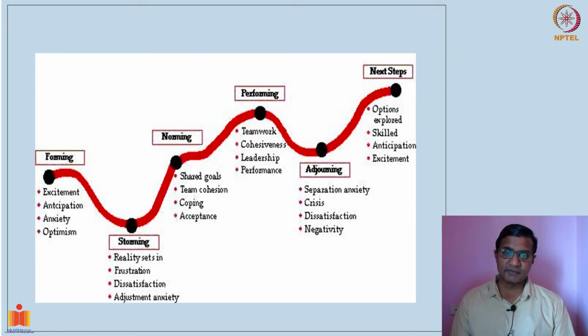So performance comes down. The third stage is norming, where people come to shared goals. They understand what their goals are, and they also arrive at rules in terms of who should do what. And this leads to team cohesion, because reduced conflict leads to cohesion. Cohesion means they get adapted to each other. They start liking each other. Friendship ties emerge during this period.